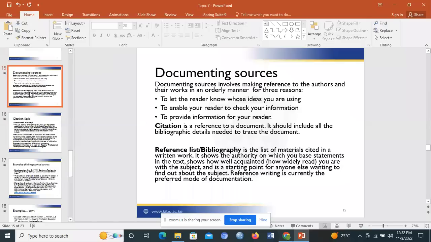It shows the authority on which you base your statements. It shows how well you are read. It is a starting point for anyone who wants to find out about the subject. So for your lecturer to know how well read you are in that area, they will look at the people you have read, the materials you have read, and how you have cited them. That is how they are able to establish that you have actually researched in order to come up with a good paper.